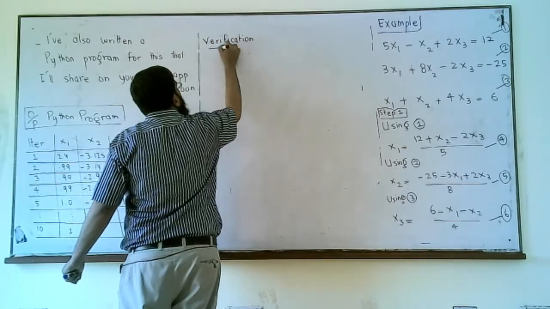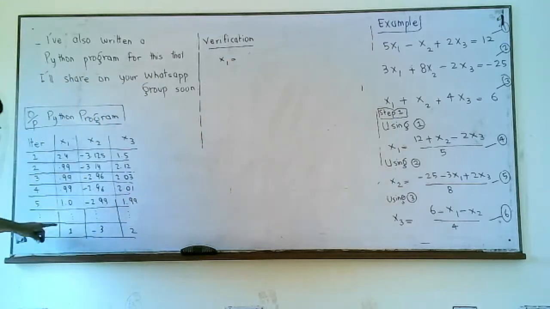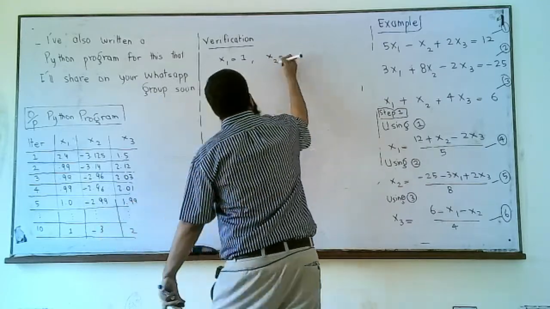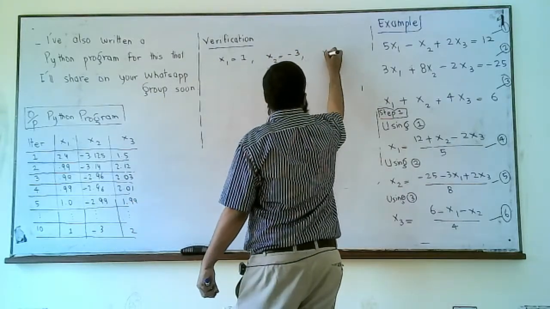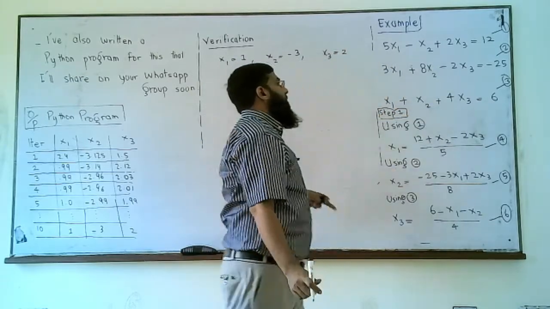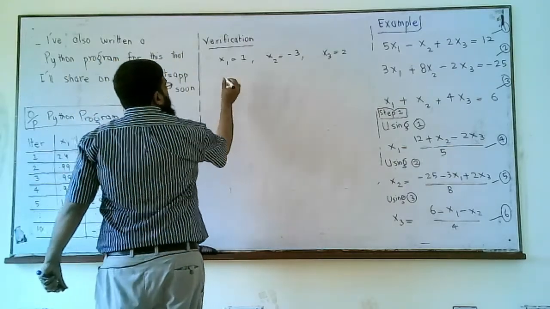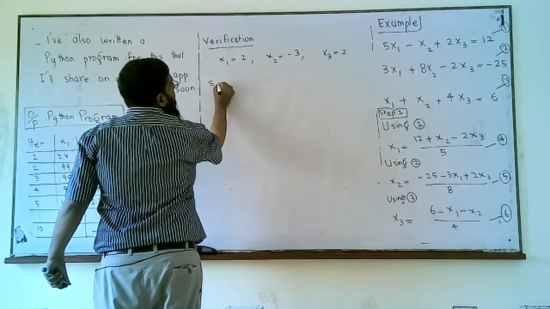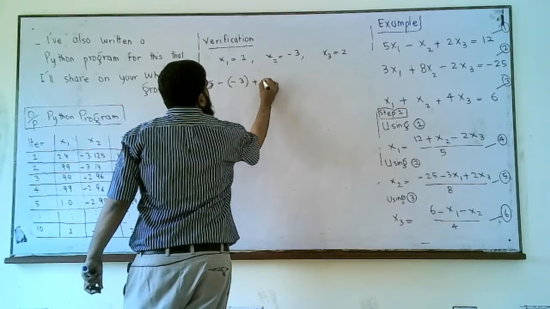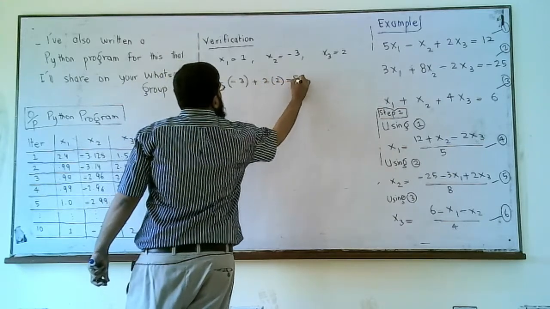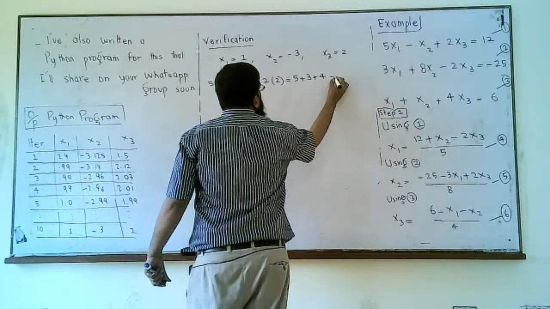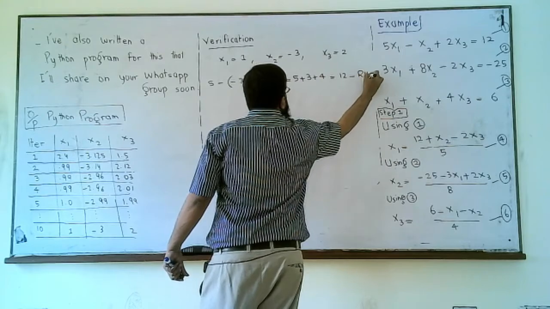You have computed x1 to be 1, x2 is minus 3, and x3 is 2. So let's put these values in equations 1, 2 and 3 and check whether they satisfy these 3 equations. 5 times x1, this is 1, minus x2, minus into minus 3, plus 2 times x3 is 2. This is 5 plus 3 plus 4. It turns out to be 12, that is equal to the right hand side.